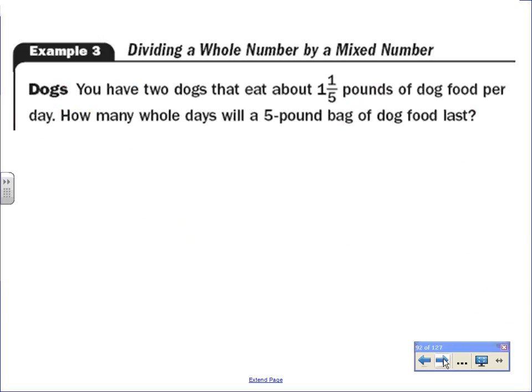Okay, so here we have a problem about dogs. So it says you have 2 dogs that eat about 1 1/5 pounds of dog food per day. Okay, now be careful here. The question asks us how many whole days will a 5-pound bag of dog food last? So the question is how many whole days, not how many days. Okay, so what do we need to do here to figure out, first of all, how many days that's going to last these 2 dogs? Grace, what do we need to do?